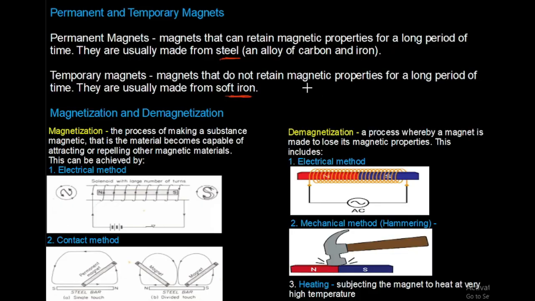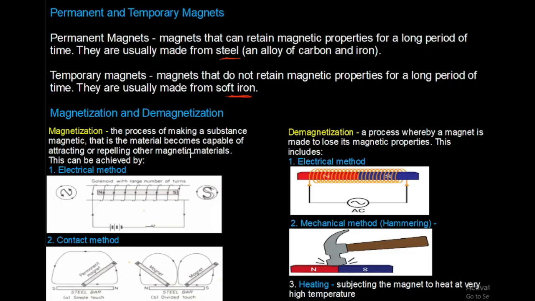Materials which do not retain magnetic properties for a long period of time are known as temporary magnets, and they're made from soft iron. Next, we're going to be talking about what magnetization and demagnetization is all about. First, magnetization. Magnetization refers to the process of making a substance magnetic. The entire process of making a substance become magnetic is what we refer to as magnetization.